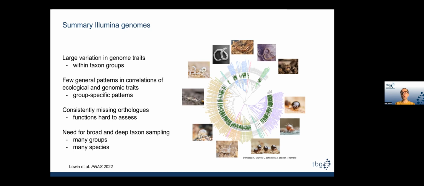Basically, these patterns could not be identified and could not be picked up if we are comparing only species pairs or only a few species from different taxonomic groups. We need this deep taxonomic sampling within the groups to be able to identify the outliers and look into the outliers. And those outliers are obviously present.